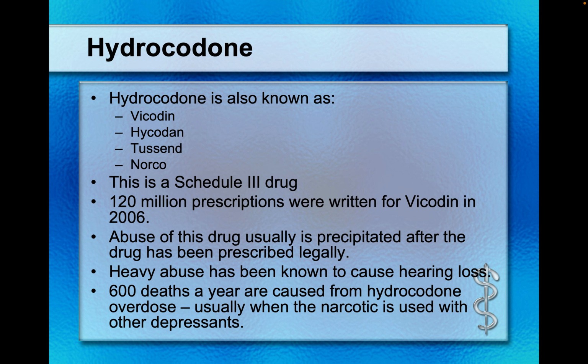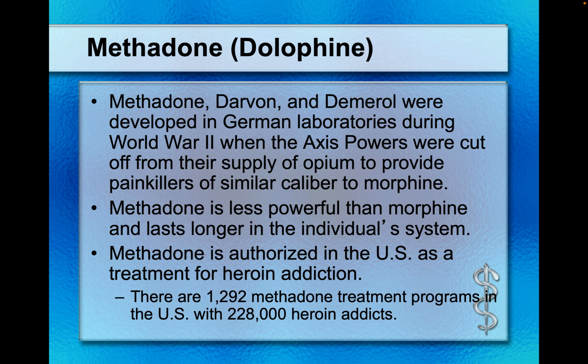Hydrocodone is also known as Vicodin, Hycodan, Tussin, and Norco. This is a Schedule III drug. 120 million prescriptions were written for Vicodin in 2006. Abuse of this drug usually is precipitated after the drug has been prescribed legally. Heavy abuse has been known to cause hearing loss. 600 deaths a year are caused from hydrocodone overdose, usually when the narcotic is used with other depressants.